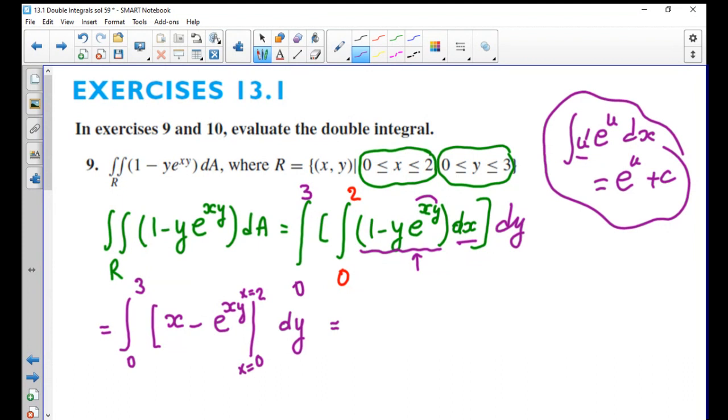If you want, let me say this. If you have e^(xy), let's say you call this function g, g of x. What is its derivative with respect to x? What is the derivative of this function with respect to x?